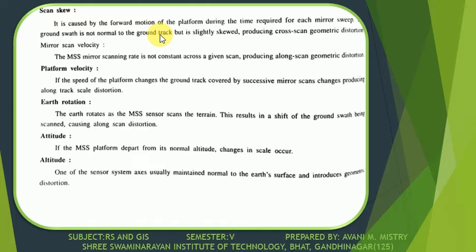Then platform velocity. If the speed of the platform changes, the ground track covered by the successive mirror scans changes, producing along the track scale distortion. Okay. Then earth rotation. The earth rotates as the MSS sensor scans the terrain. This results in a shift of the ground swath being scanned, causing along the scan distortion. Because of earth rotation also, scan distortion happens. Attitude. If the MSS platform departs from its normal attitude, changes in the scale occur. Attitude, that means height. Okay, then altitude. One of the sensor system axes is usually maintained normal to the earth surface and introduces the geometric distortion.